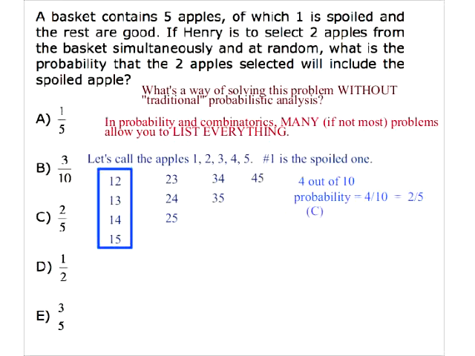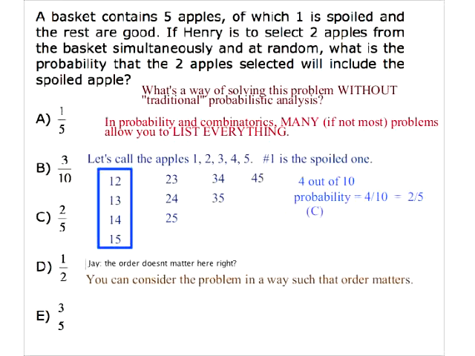The only time you have to be really concerned with the issue of does order matter is if you're looking at a problem about combinatorics and they ask you how many ways. Because if the answer is how many ways, then if the order does matter, there are more ways. But if it's probability, that's a ratio, so it shouldn't make any difference, really. So you can consider the problem in a way such that order matters, if you really want to. There's no reason why not.